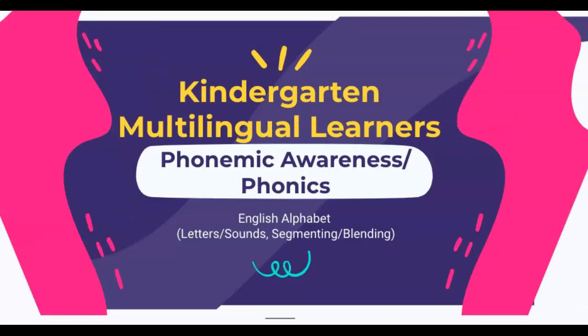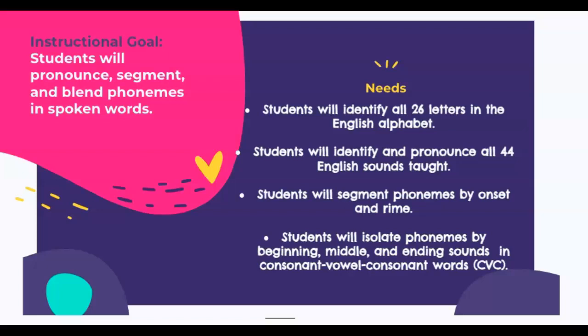I focused on phonemic awareness and phonics in kindergarten with multilingual learners. My instructional goal was students will pronounce, segment, and blend phonemes in spoken words. The needs or goals were students will identify all 26 letters in the English alphabet, students will identify and pronounce all 44 English sounds taught, students will segment phonemes by onset and rhyme, and students will isolate phonemes by beginning, middle, and ending sounds in CVC words.